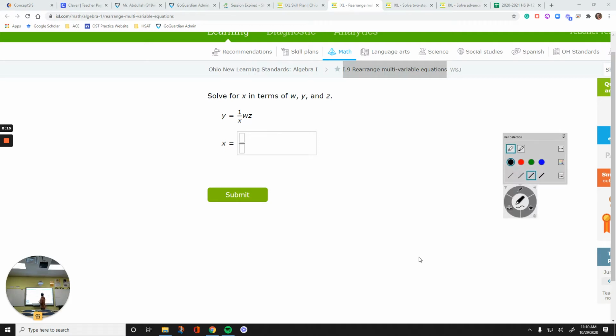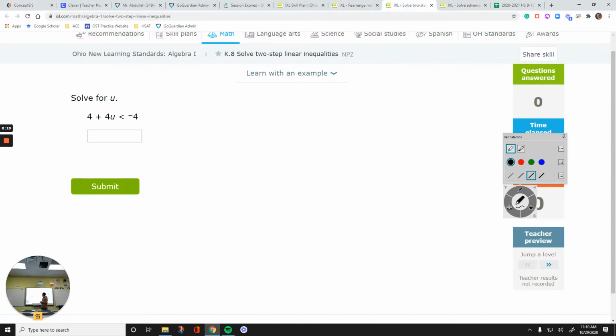We are doing, this is not the assignment, let me just exit this out, this is the assignment, okay. So we are on K.8 Solve linear inequalities. It's going to be two-step, which means you're going to do only two things. Probably add or subtract, and then divide or multiply. Usually those are the steps.